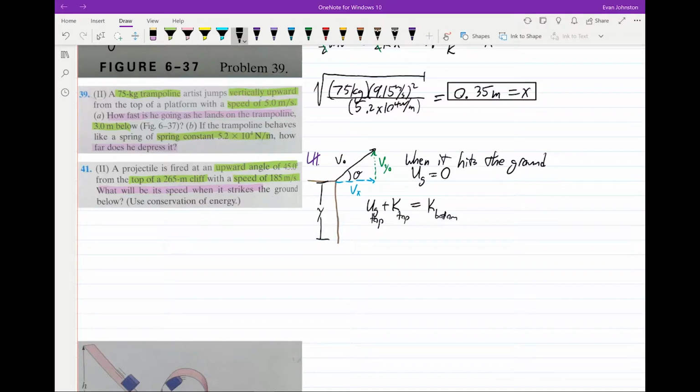So that's kind of the thinking through what is going on here as far as energy itself, all right? So now all we need to do is really plug in. So again, we have that mg delta y plus 1/2 mv squared, and this is our initial velocity, equals 1/2 mv squared at the bottom.